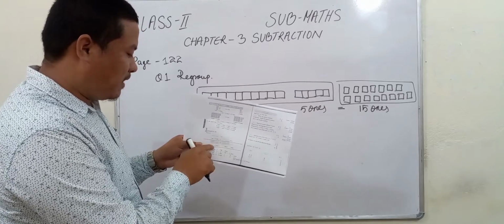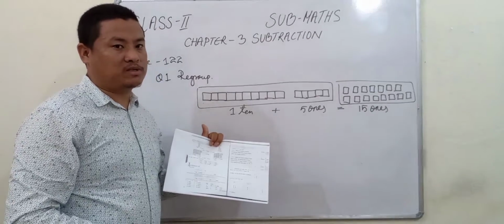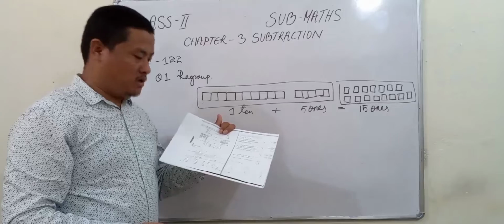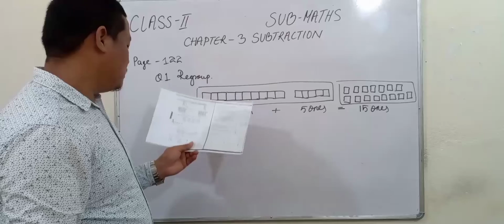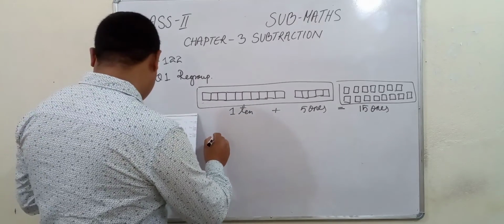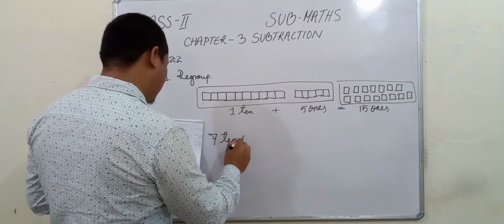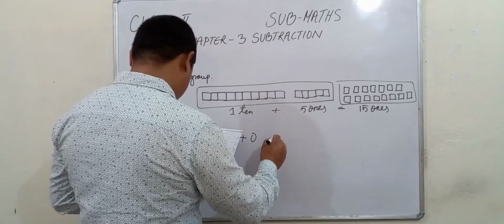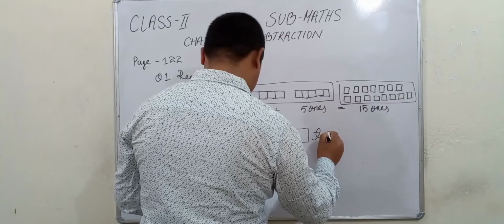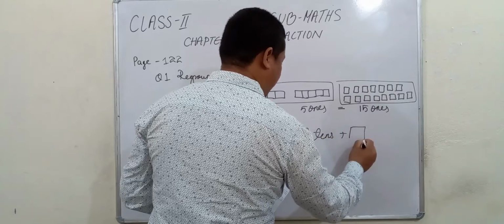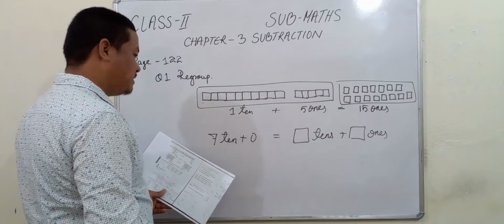Okay, 7 tens plus 0. 7 tens means 70. 70 plus 0 is how much? 70 only. Any number plus 0, we will get the same number. So 7 tens plus 0 equal to dash tens plus dash ones. 7 tens means 70.